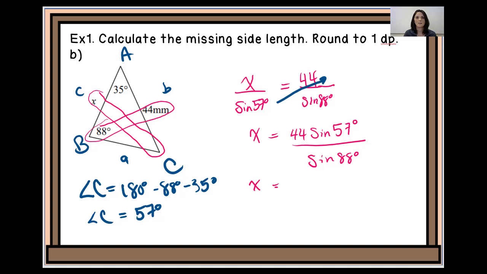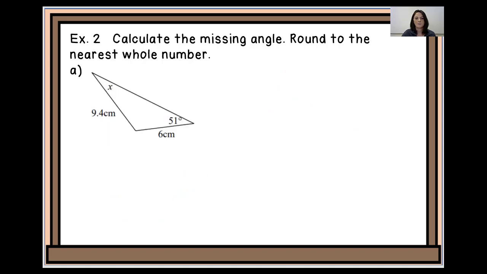Okay, go ahead and plug this into your calculator and remember to round to 1 decimal point. So this time we get 36.9, and for good communication, we're going to include our units, millimeters. So the missing side length is 36.9 millimeters. Okay, let's look at our next example.